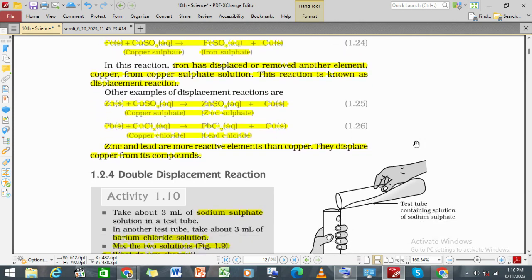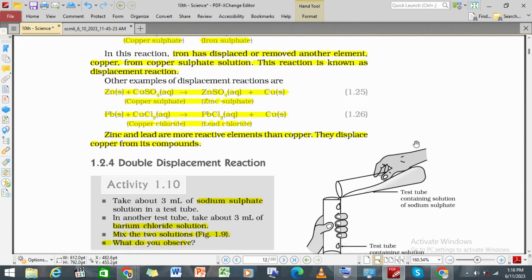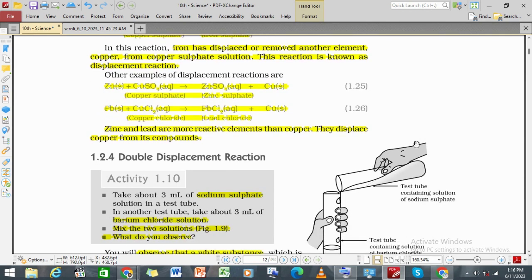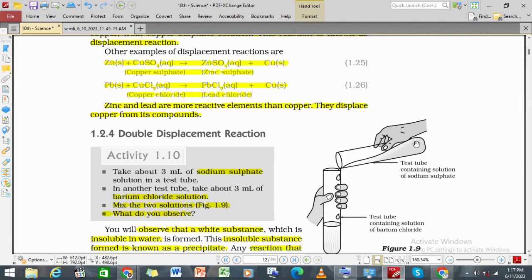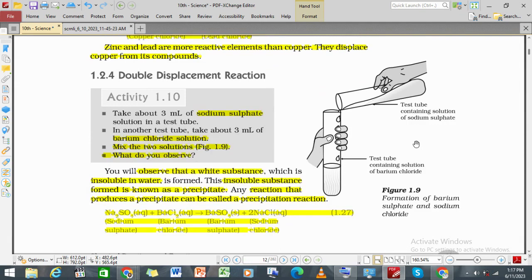Now, if instead of iron we put zinc or lead in the solutions of copper sulfate and copper chloride respectively, the same displacement will take place. Zinc and lead are more reactive than copper, so they displace copper from its compound. The elements which are more reactive in nature will displace the less reactive element from its compound.